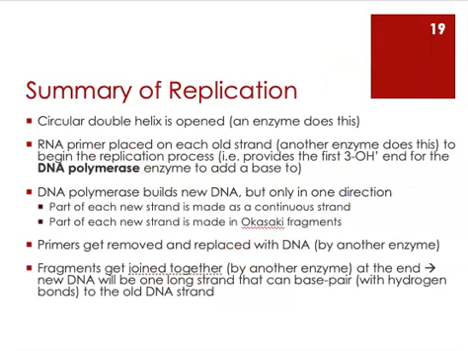So let's take a moment to summarize what we've talked about so far. The circular double helix has to be opened in order for DNA replication to begin, and an enzyme will do that for us. An RNA primer has to be placed on each of the old strands. A different enzyme is going to build the primers, and that will begin the replication process.